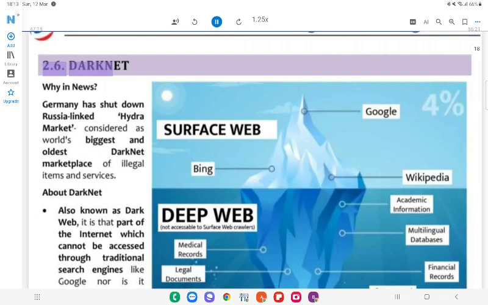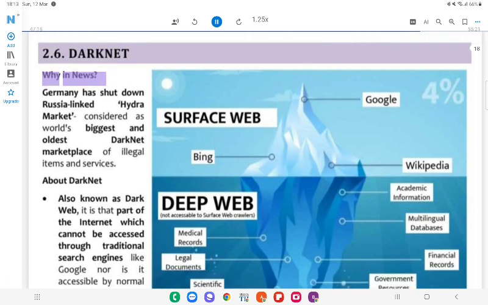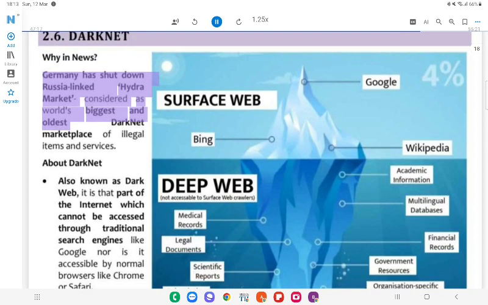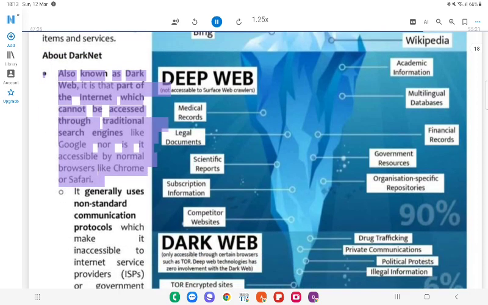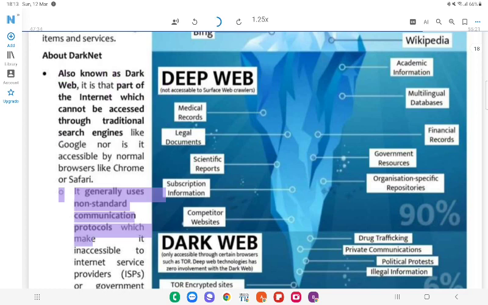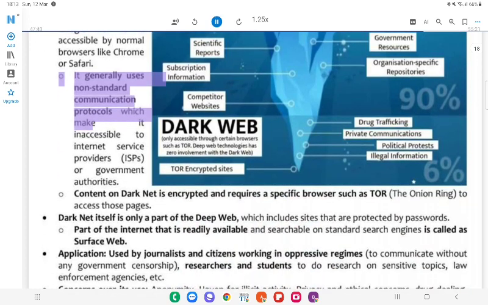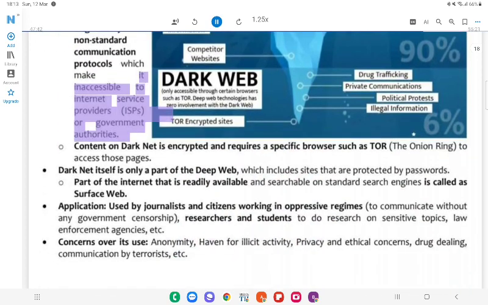2.6. Darknet. Why in news? Germany has shut down the Russia-linked Hydra market, considered the world's biggest and oldest darknet marketplace of illegal items and services. About darknet. Also known as the dark web, it is that part of the internet which cannot be accessed through traditional search engines like Google, nor is it accessible by a normal browser like Chrome or Safari. It generally uses non-standard communication protocols which make it inaccessible to internet service providers, ISPs, or government authorities.